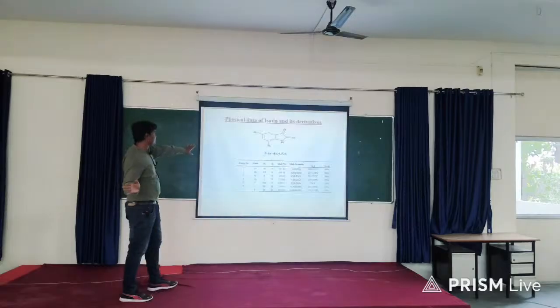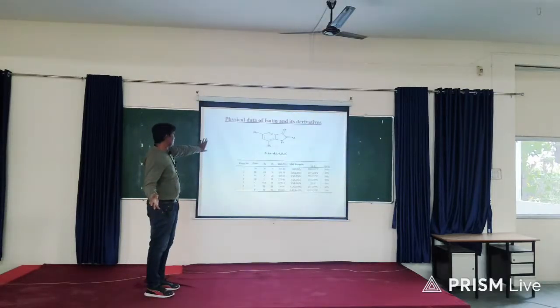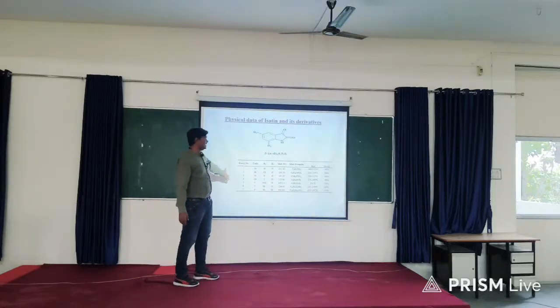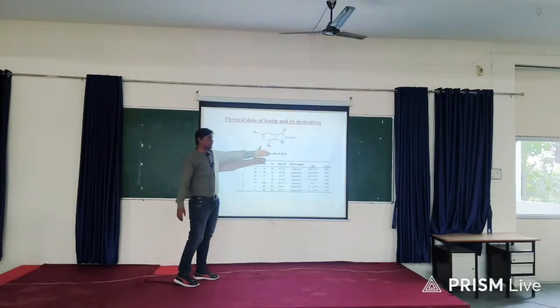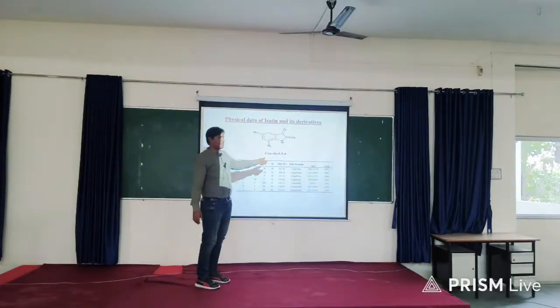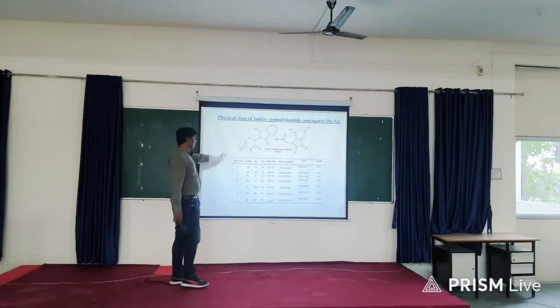Results and discussion. See here, this is how you have to tabulate. This is the physical data: molecular formula, melting point, yield. You can also add some color, and the texture, whether it is solid or liquid. I have not added this here. But generally, if the melting point is above 200, it is generally solid only. Next, molecular formula.